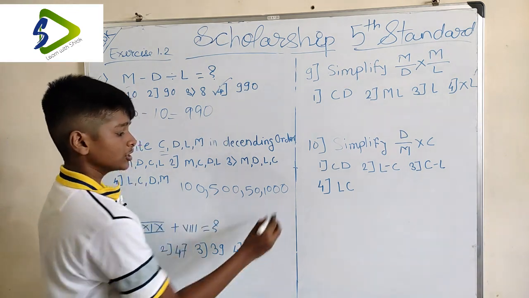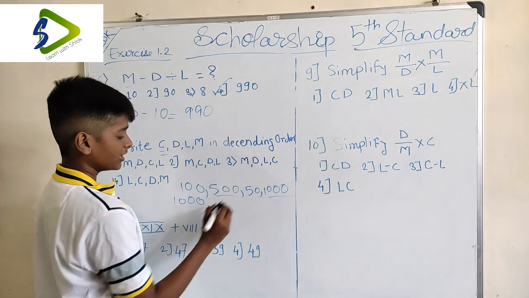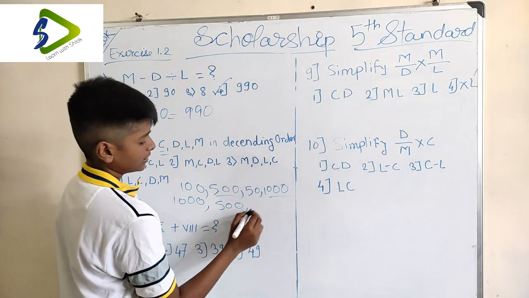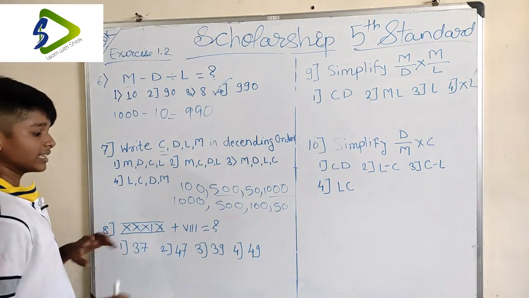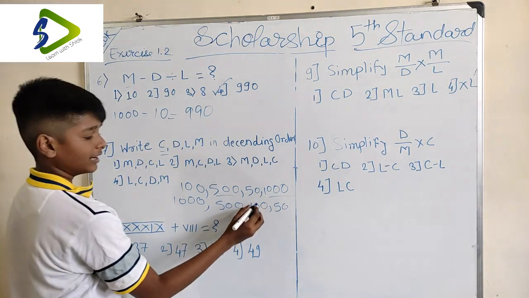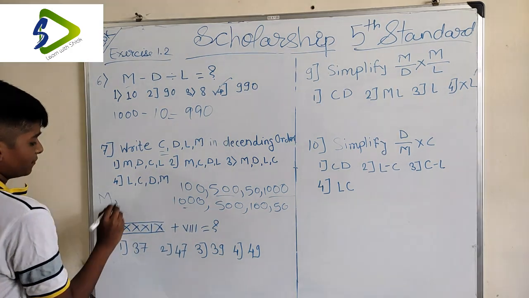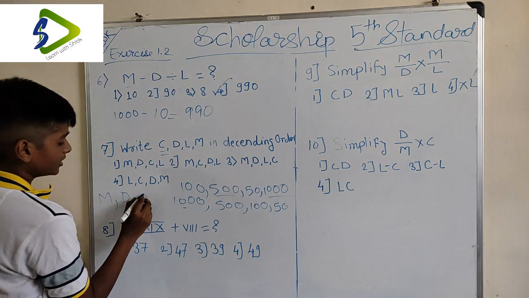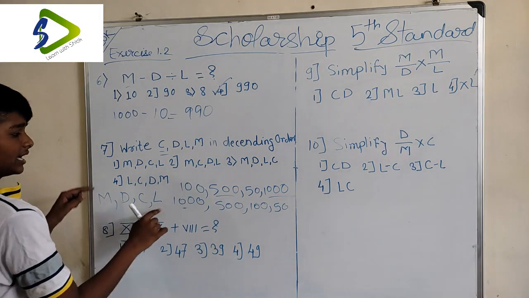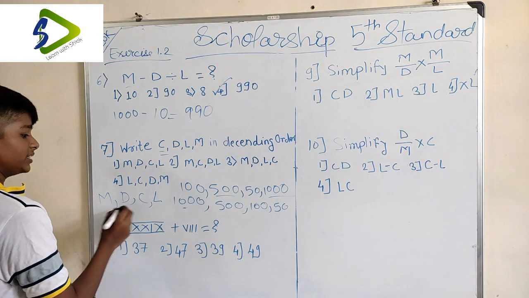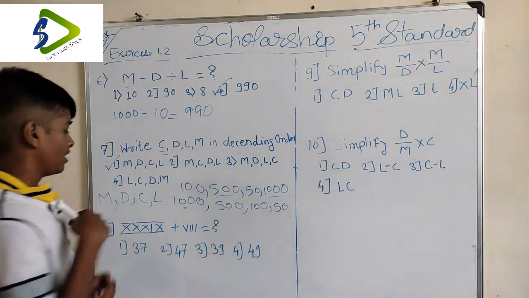Now, descending order means bigger to smaller. Which is the biggest number over here? 1000. Then which is the next bigger number? It is 500, then 100, and then at last 50. So the answer that we got is 1000, 500, 100, and then 50. 1000 is M, 500 is D, 100 is C, and 50 is L. M, D, C, L. In which option can you see M, D, C, L? In the first option. Therefore the first option is the right option.